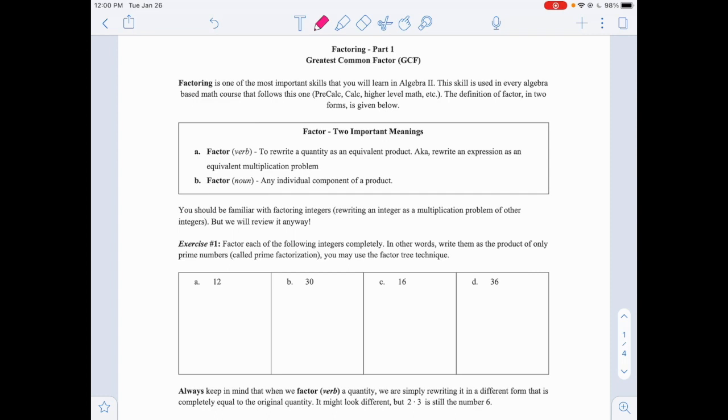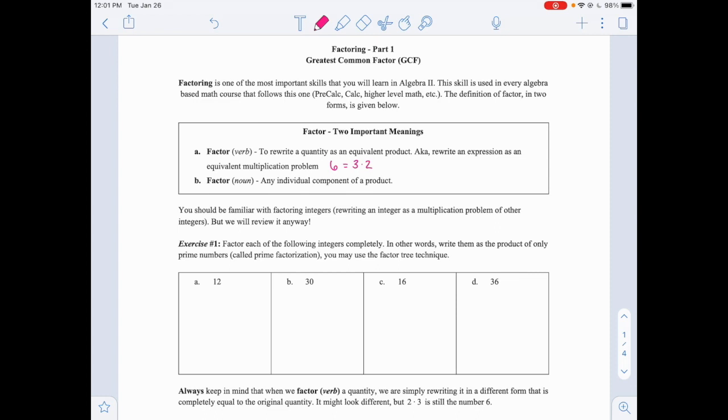So factor has two different meanings. Factor can be a verb and factor can be a noun. The verb of factor refers to rewriting a quantity as an equivalent product. Really what that means is rewriting an expression as an equivalent multiplication problem. So it basically means taking something like 6 and writing it as 3 times 2. We'll get deeper into that, but that's essentially what it means.